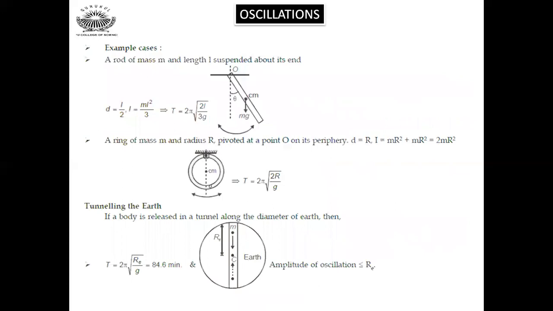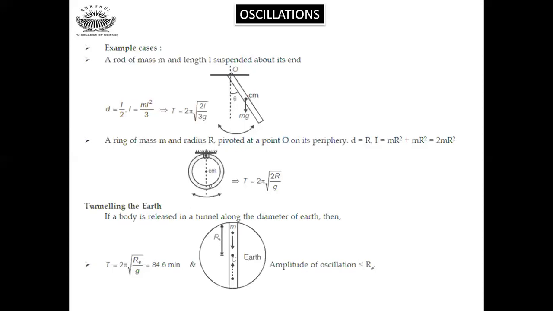An example in this case will be a rod of mass m and length L suspended about its end. In this case, you have the equation T equals 2 pi root of 2L by 3g. A ring of mass m and radius r is pivoted at a point O on its periphery. Then T equals 2 pi root of 2r by g.